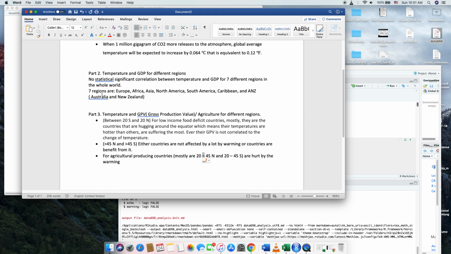I'm still doing the 7 regions, and in my 7 regions, I find that Europe, Caribbean, and Africa have a positive correlation. But interestingly, Europe has the highest positive correlation, which is 0.25. But Africa and the Caribbean are almost 0, which makes sense, especially for Caribbean countries. Many countries in the Caribbean region are hot countries. All year round, they are pretty hot.